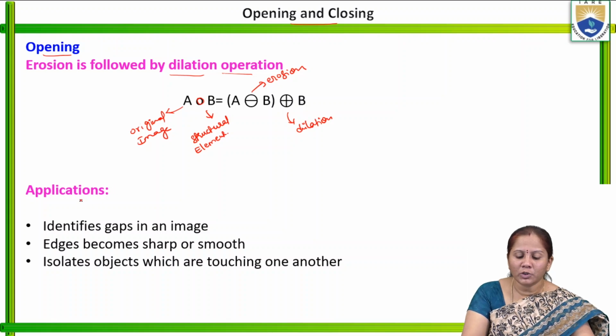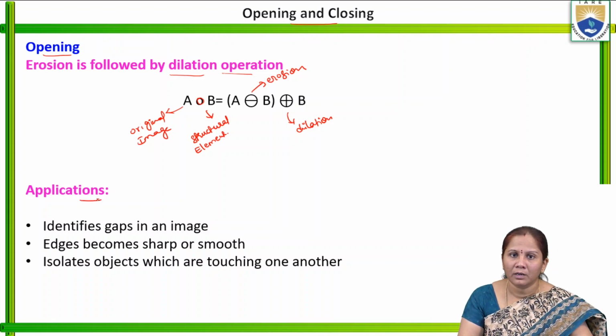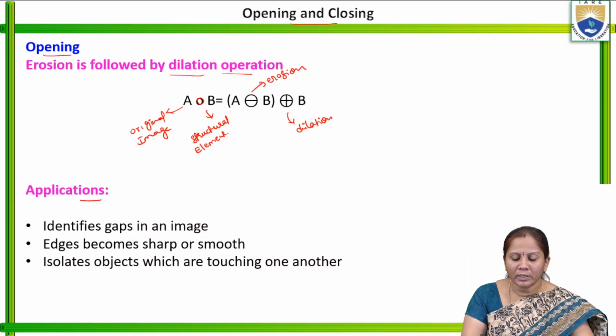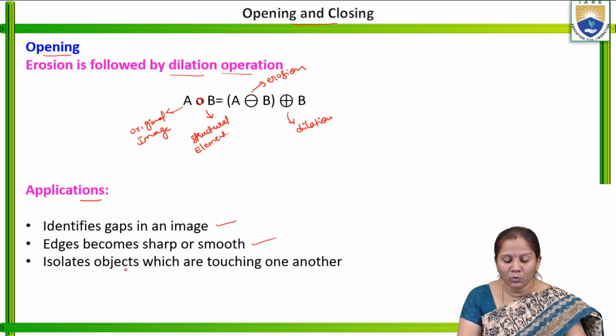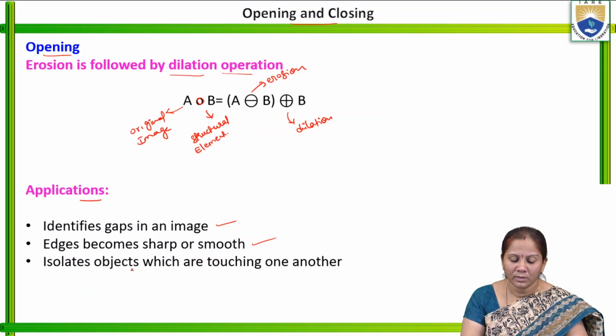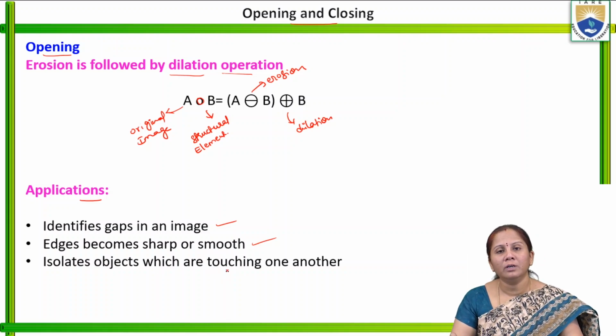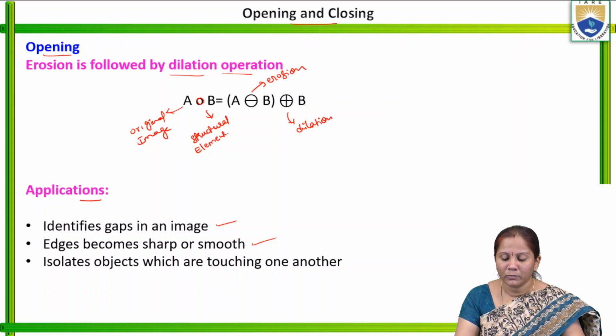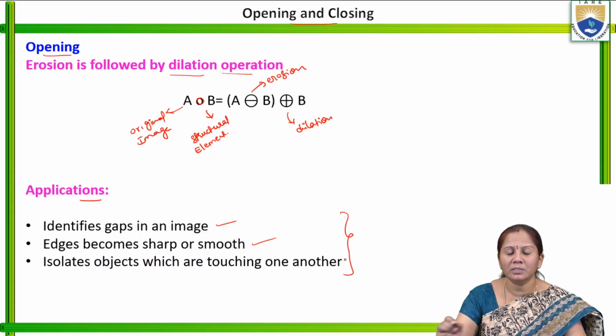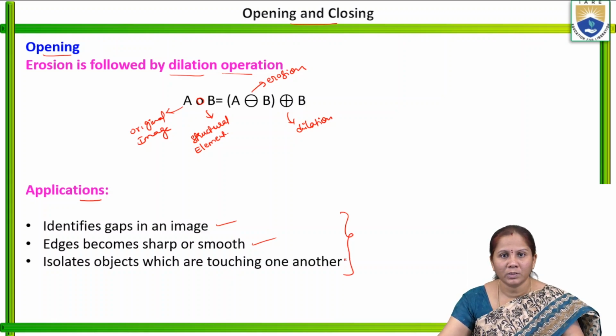And the applications of opening are: it is used to identify the gaps in the image, to make edges sharp or smooth, and to isolate objects which are touching one another. So in these types of applications, the opening concept can be used.